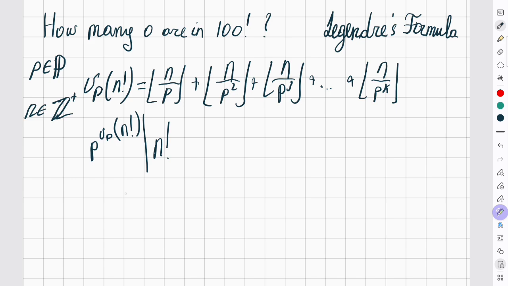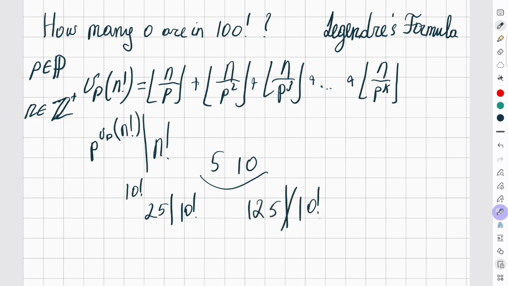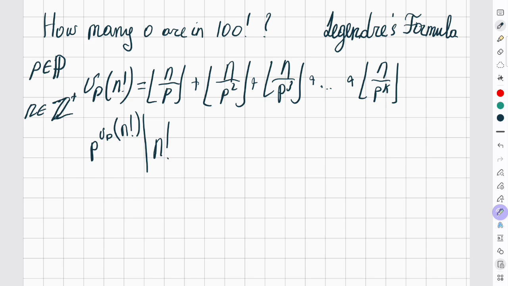For instance, in 10 factorial, 25 can divide it easily because we have 10 and 5. However, 125 cannot divide 10 factorial because we don't have one extra 5 here. Also, I can say like this: we just find the number of prime p's individually in n factorial.